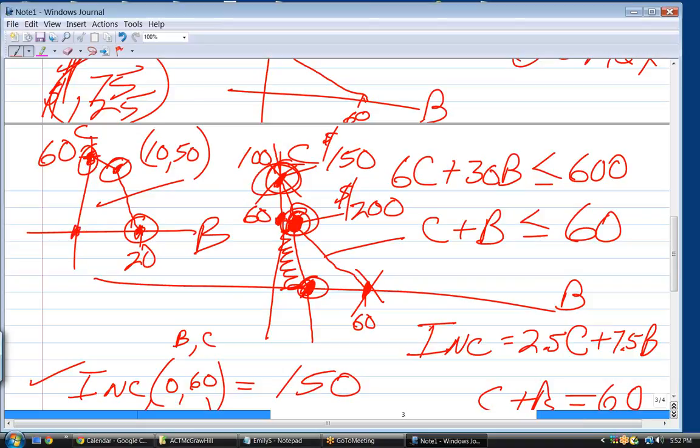And usually they also say plug that one in, but that point is 0 buses and 0 cars, and that produces 0 income. So I don't need to check it. That's going to be a minimum. But if I'm looking for my minimums and my maximums, they're all going to appear at one of these vertexes. Okay? Hope that answers the question. It plugs in all the parts.